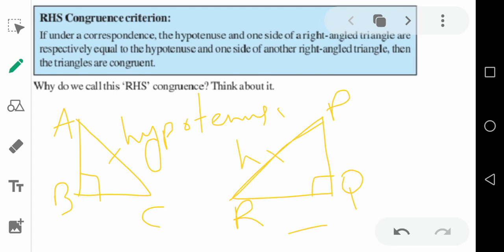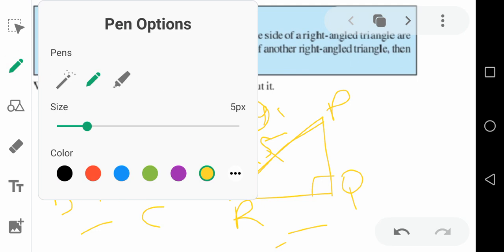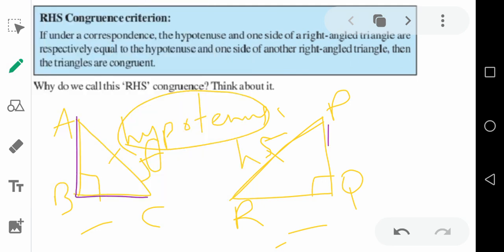So this is the hypotenuse. What this criteria says is, we have 2 right angle triangles, and the hypotenuse of one triangle should be equal to the hypotenuse of the second triangle. If this is 5 centimeter, this also should be 5 centimeter. That is one condition. And the next one is one side of the triangle. After the hypotenuse, how many sides are left? You can see these 2 sides are left.